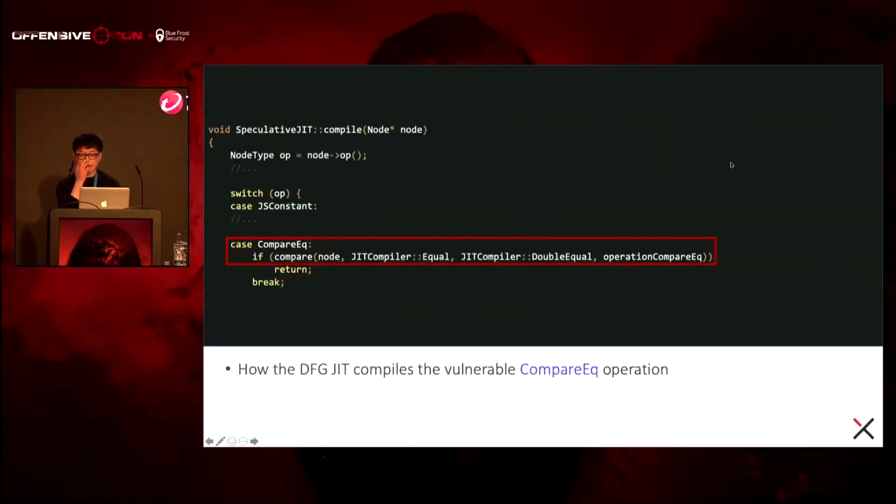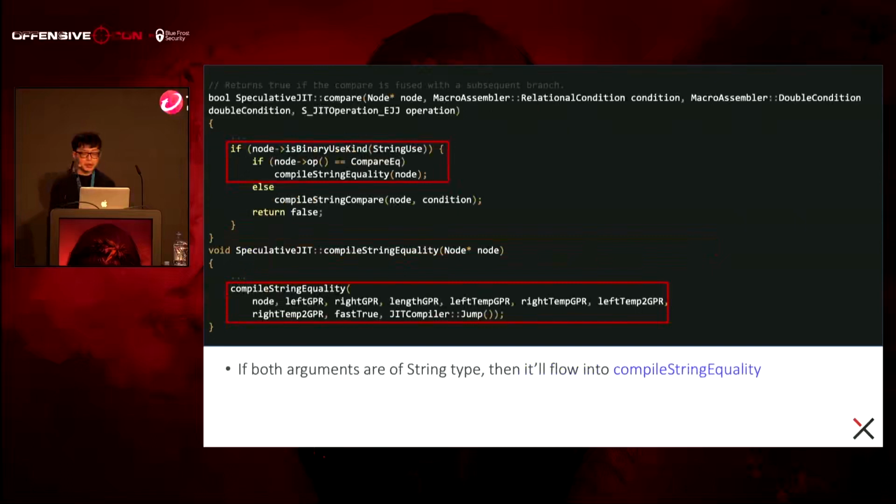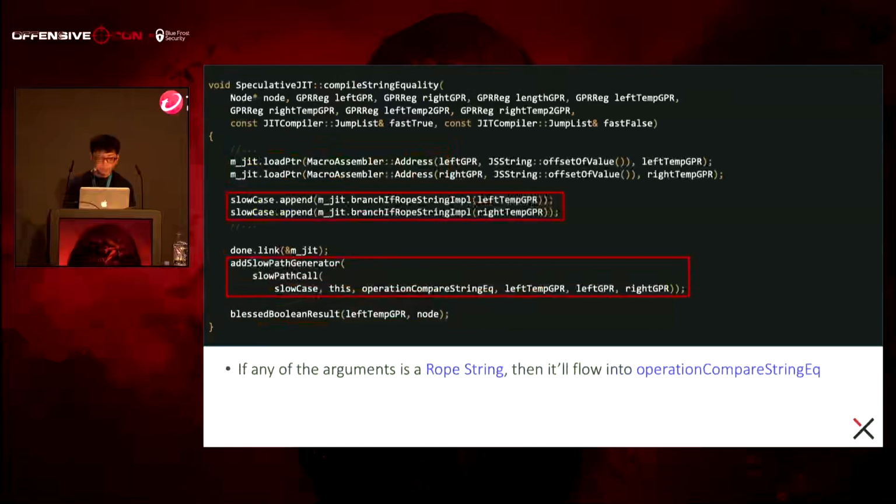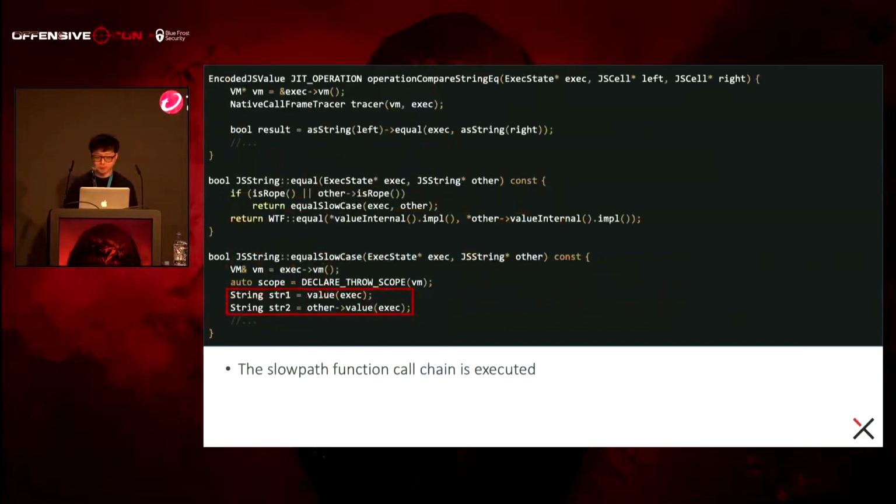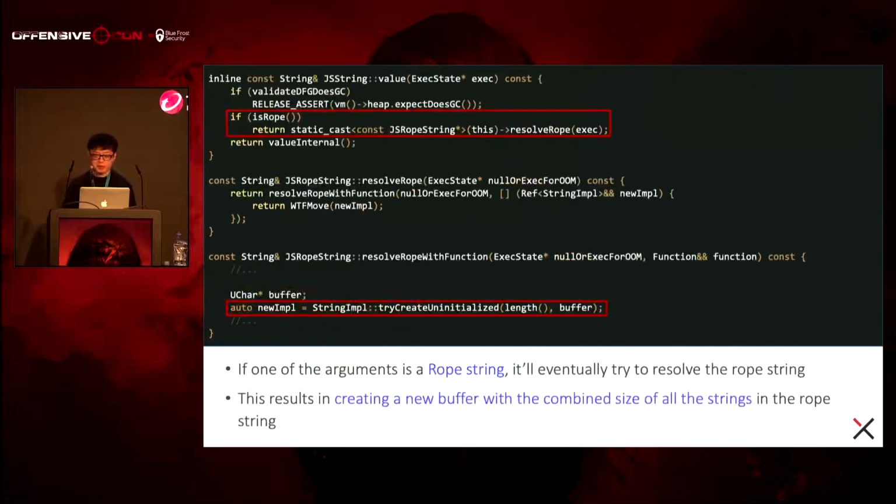Now, this is how the compare EQ DFG opcode is compiled into the DFG JIT code. It flows into the function compare. If both arguments are string type, then it'll eventually flow into compile string equality. If any of the arguments is a rope string, then it'll flow into operation compare string EQ, which goes into these 3 series of function calls until it reaches here.